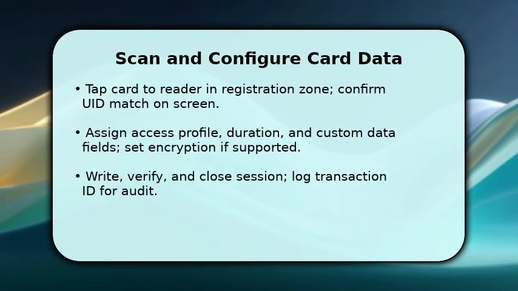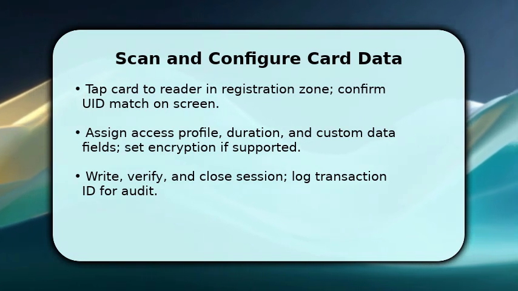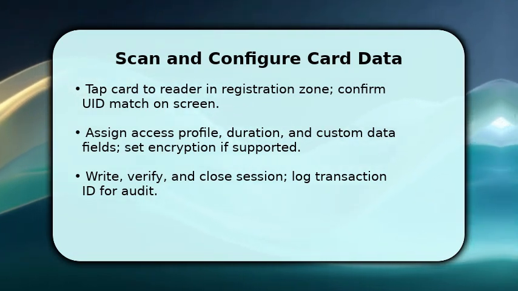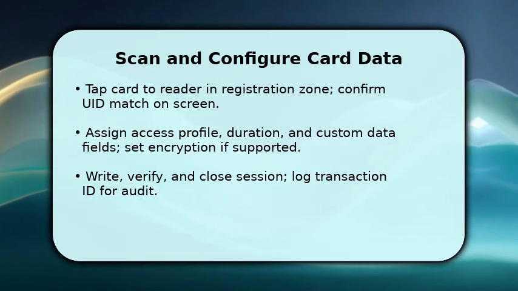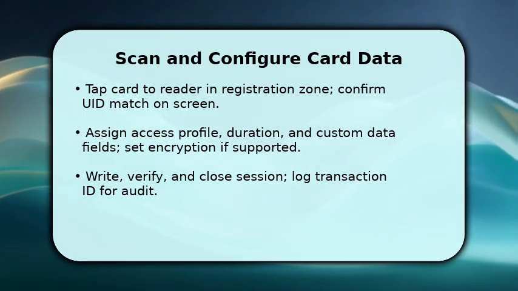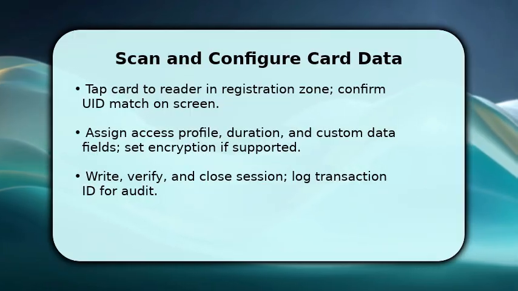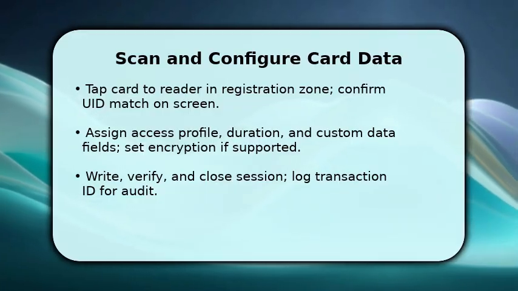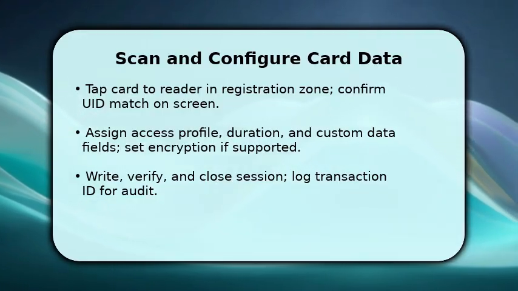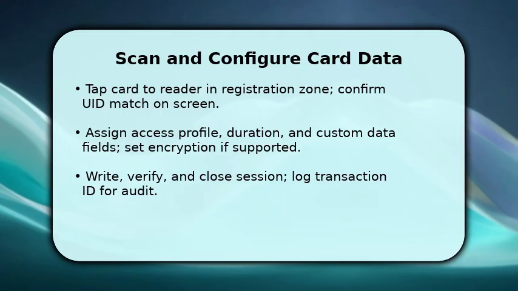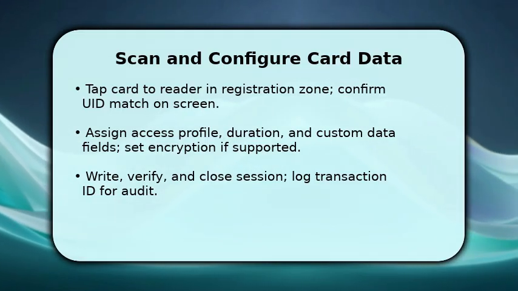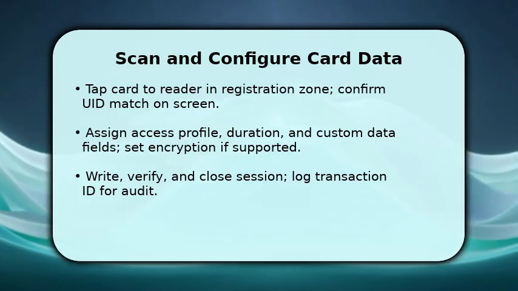Now you handle the core steps. Place the card in the reader's sweet spot and wait for the app to display the UID. Verify it matches the expected account to avoid mismatches. Next, assign the access profile, time window, and any custom fields, and enable secure write or encryption if your system supports it. After writing, the app will perform a verification read, inspect the return data, and then close the session while logging a transaction ID for traceability.